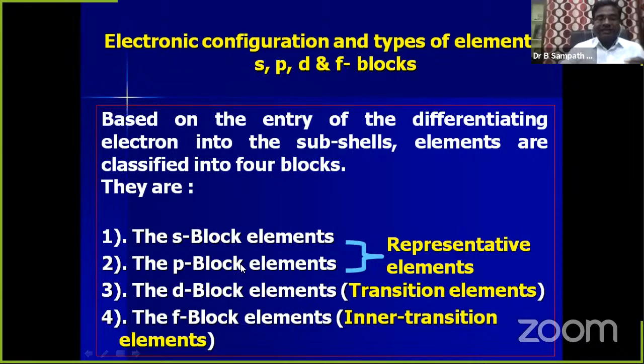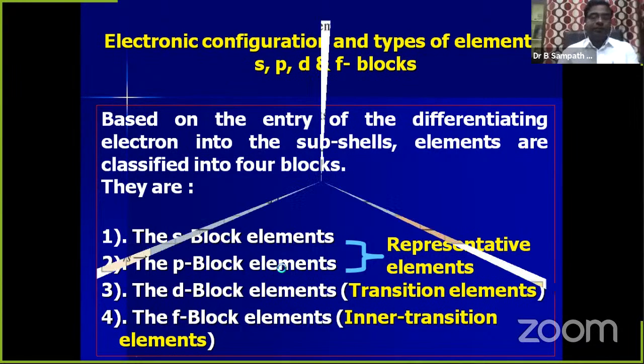And these S and P block elements are combinedly called representative elements. D-block elements are called transition elements. F-block elements are called inner transition elements. So let us see, children, one by one. So what are S-block elements, P-block elements, D-block elements and F-block elements?